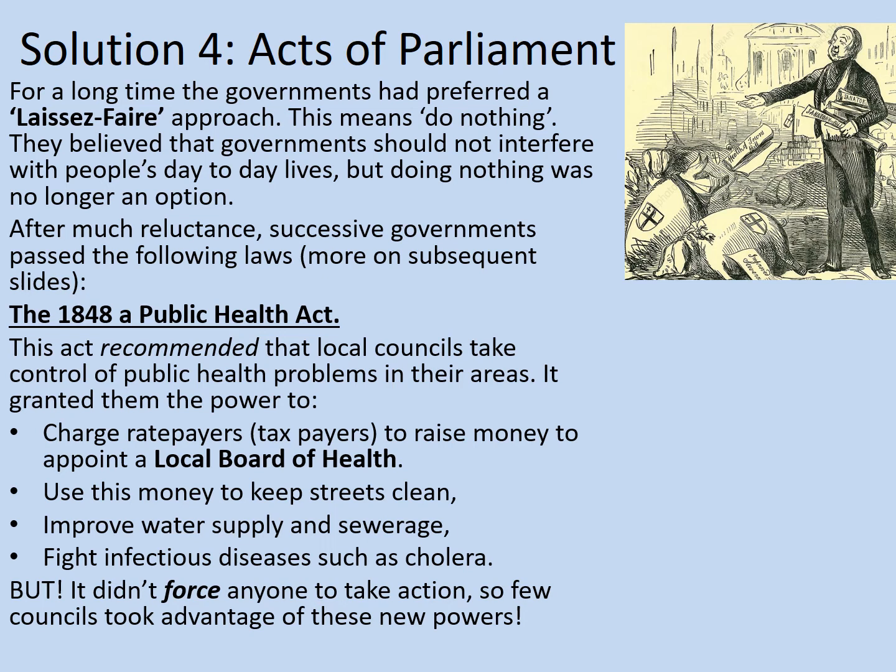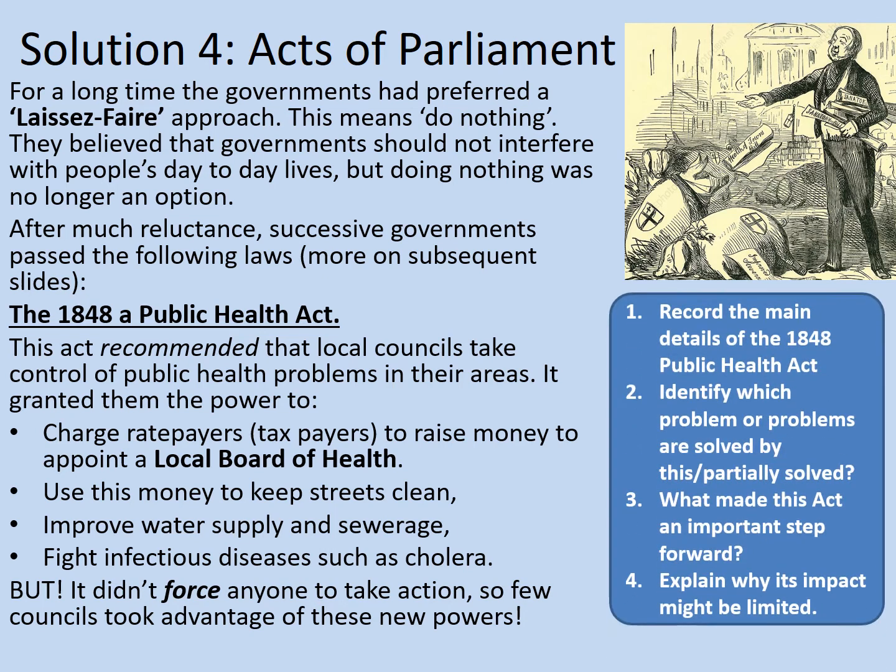People, who were actually taxpayers, who tended to be richer people, didn't see that this was doing anything to help them, and so they were reluctant to pay these extra taxes. So record the main details of the 1848 Public Health Act. Identify which problem or problems are solved by this or partially solved, what made this act an important step forward, but explain why its impact might be limited.